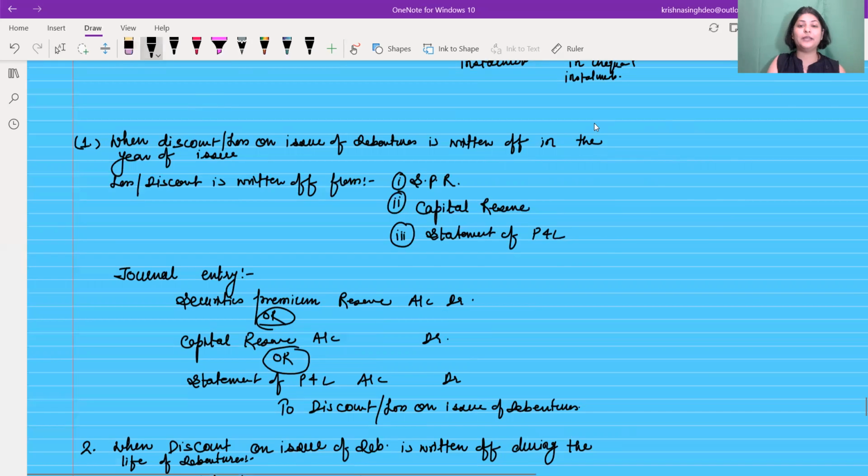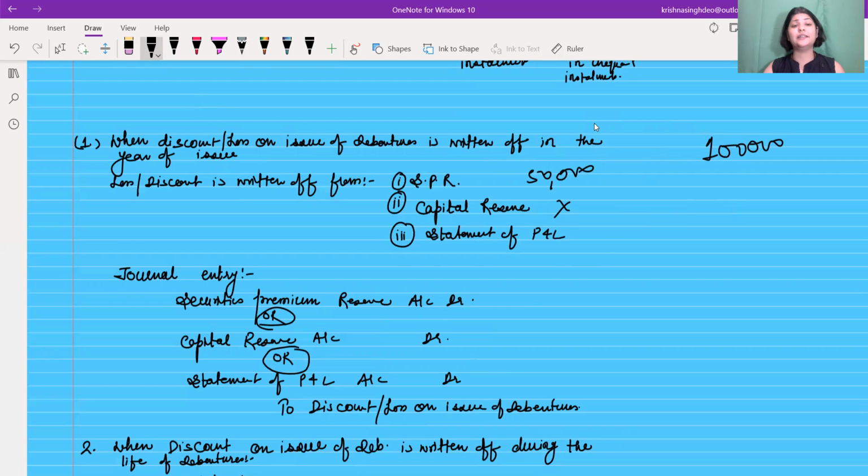Let me write one more example and explain it to you. Again, if I say 1 lakh rupees are available over here, and in security premium reserve, the balance given is 50,000. Nothing is written about the capital reserve. In that case, how are you going to write off the loss? So obviously, first you will use security premium reserve, 50,000 rupees you will take from there for writing off the loss, and the remaining you will take from the statement of profit and loss.